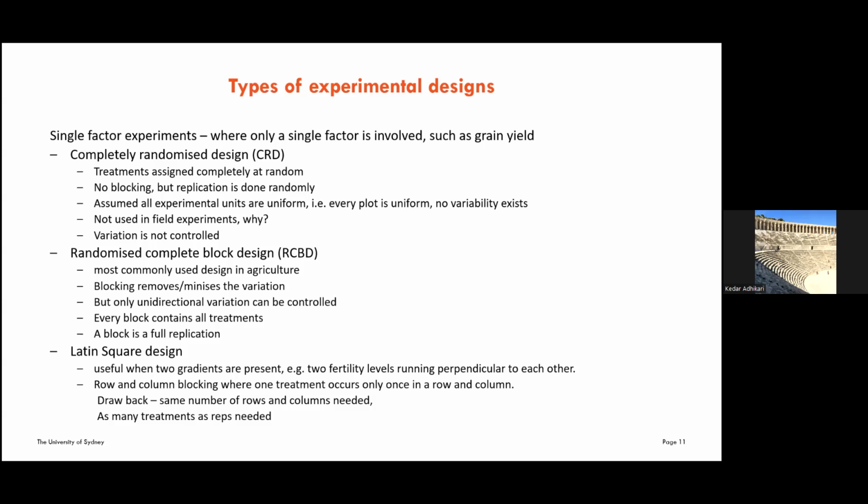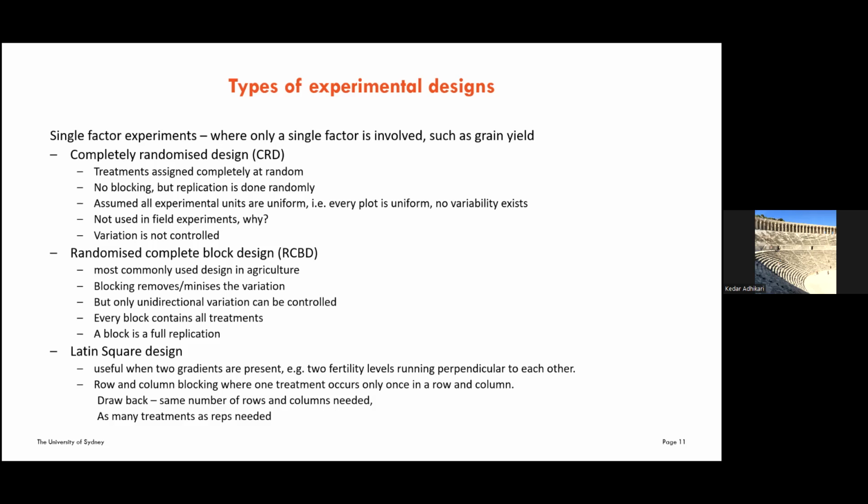That's the main idea of blocking: minimum variation within the block, but maximum variation between the blocks. That's what you want. And every block contains all treatments. So if you have 20 treatments, then in one block all 20 treatments are planted at random. It's a full replication. And the other method is the Latin square design.